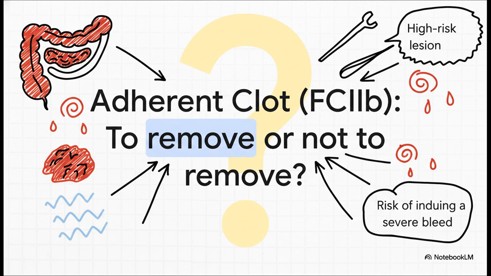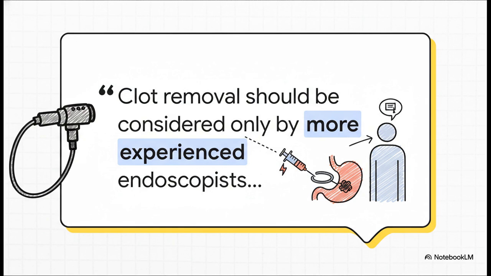Okay, so what about the adherent clot, the Forest class IIB? This presents a real clinical dilemma. Do you remove the clot because, yes, it may reveal an underlying high-risk lesion, but it also carries a significant risk of inducing iatrogenic hemorrhage? The ESPGHAN-SGE consensus recommendation here is one of caution.